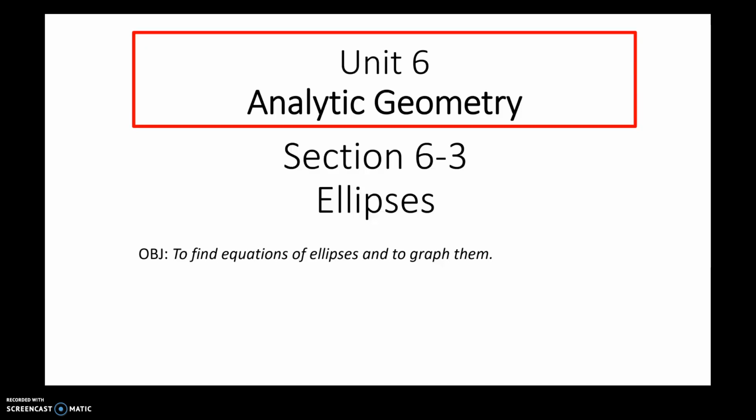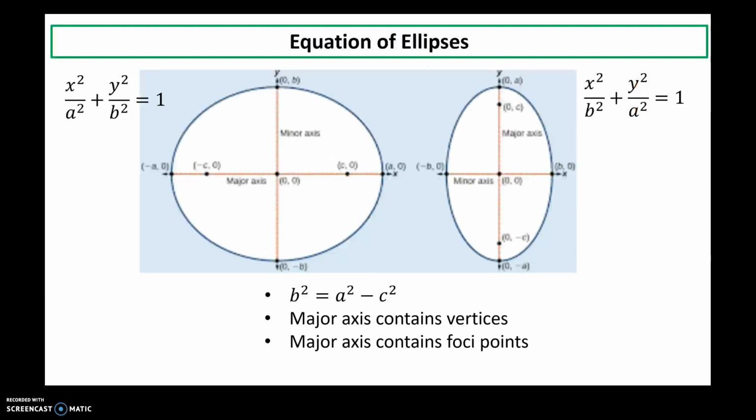Okay, so lesson 6.3, ellipses. An ellipse is an oval shape, okay? As opposed to our circles, these are the only two conic sections that we study in this chapter. Okay, so notice two very similar looking equations.